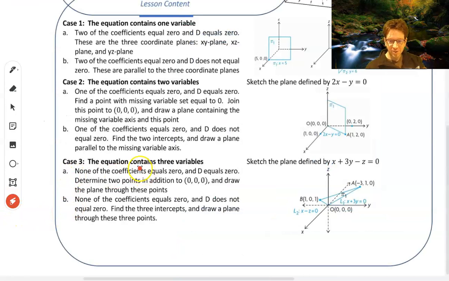Okay, so case 3 then is when we have all three variables, so a, b, and c. Part A, we have d equal to 0. So that's this example that I have right here.